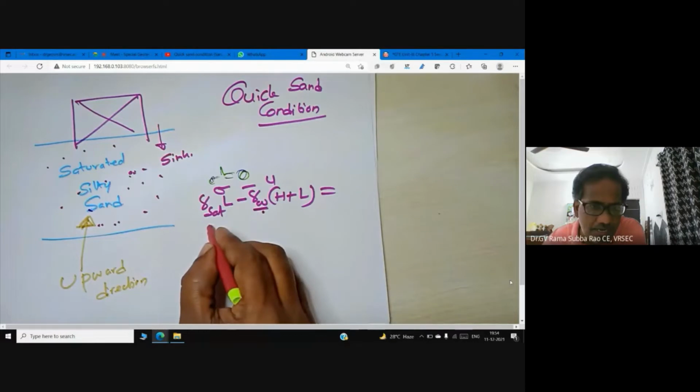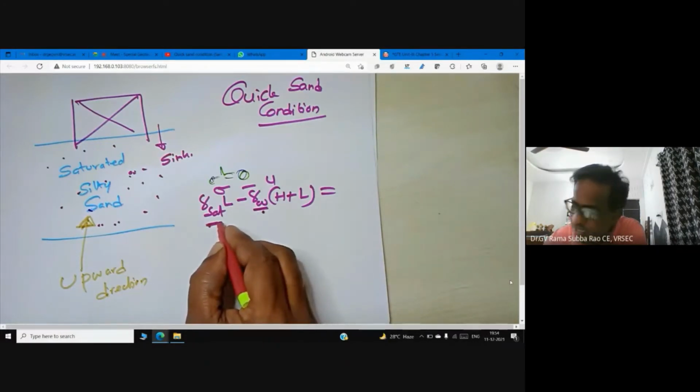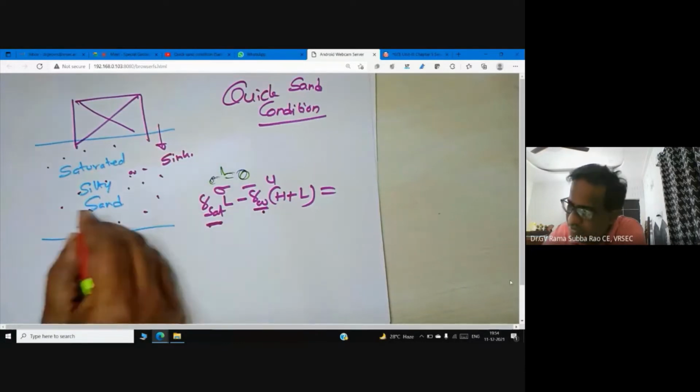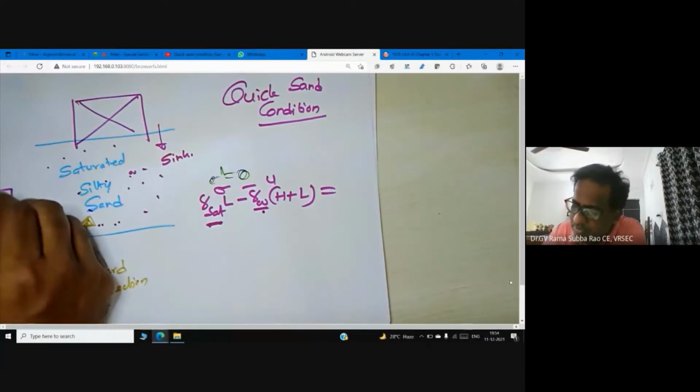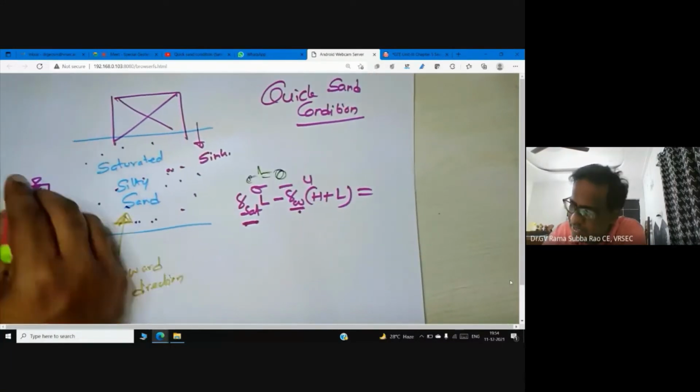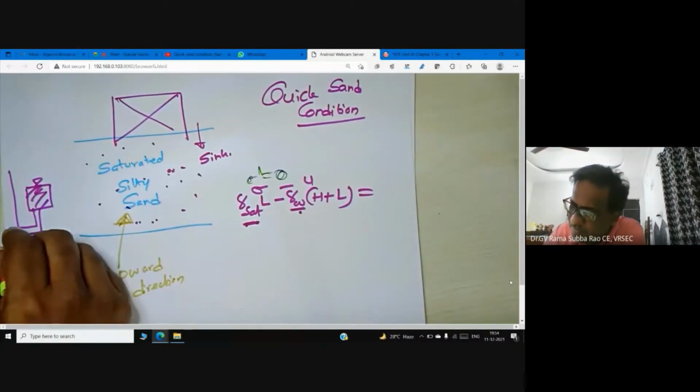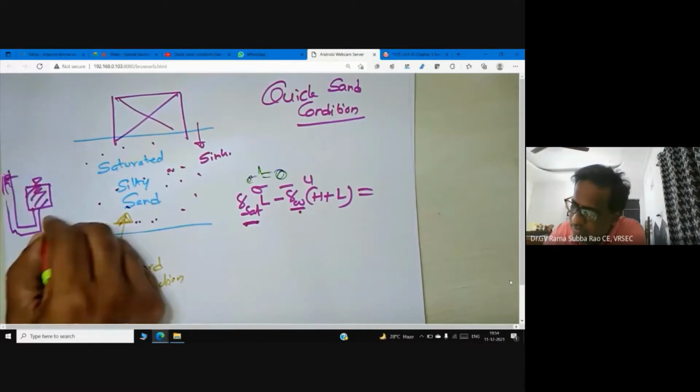You are calculating soil pressure. That's why you are multiplying with gamma of soil. Here you see, soil is saturated. As I showed you, the soil sample is saturated. So one can see now this is the upward flow. Very easy to draw. And this is the upward direction.